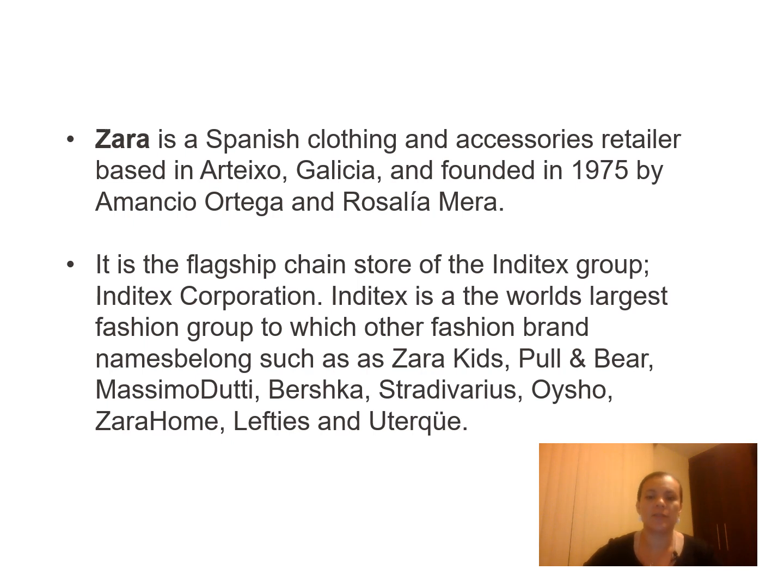This is the flagship chain store of the Inditex Group, Inditex Corporation. Inditex is now considered one of the world's largest fashion groups, to which other fashion brand names belong, such as Zara Kids, Pull&Bear, Massimo Dutti, Bershka, Stradivarius, Oysho, Zara Home, Lefties, and Uterqüe. It's very, very famous.